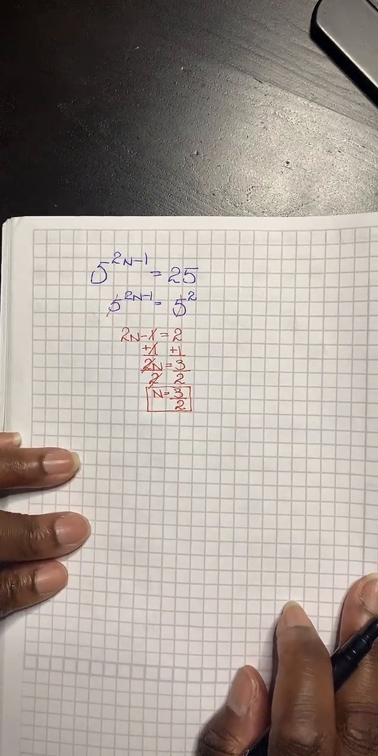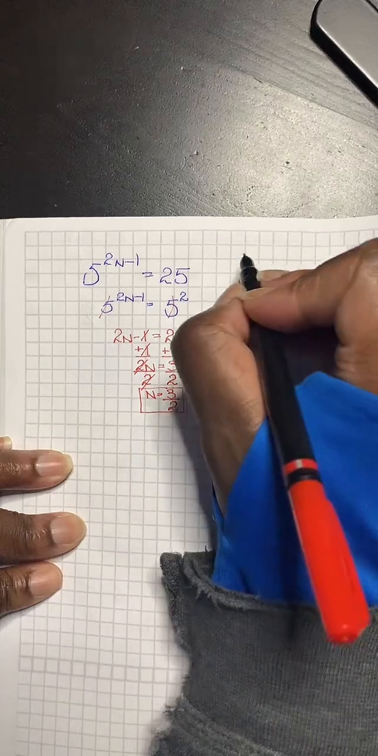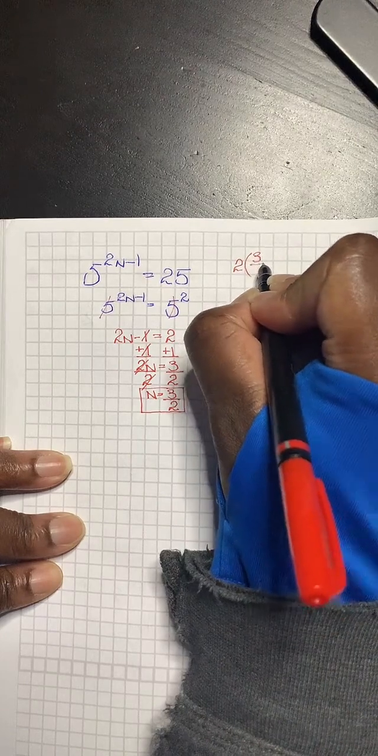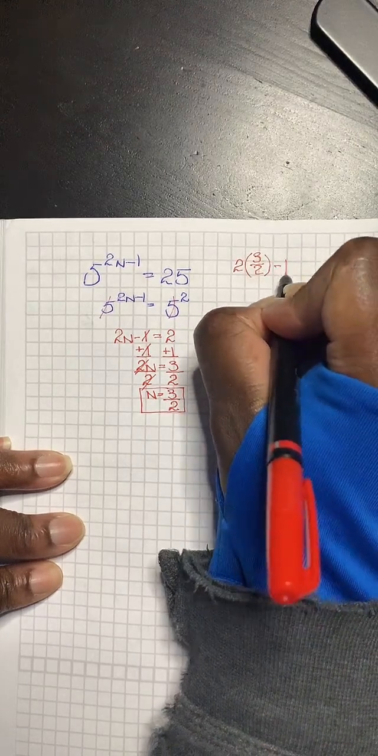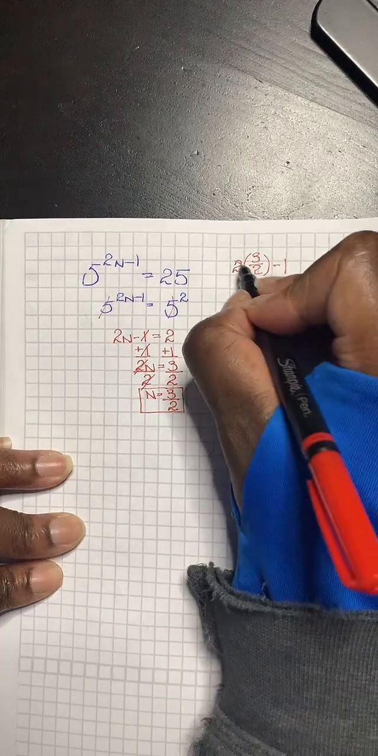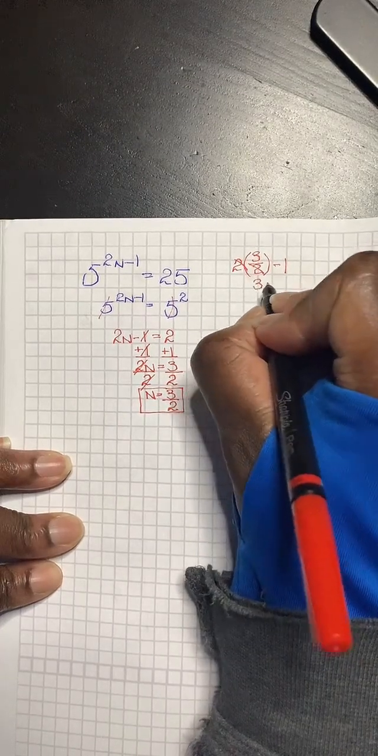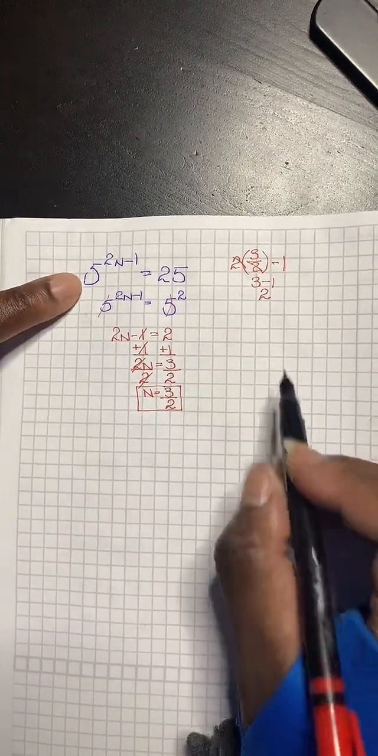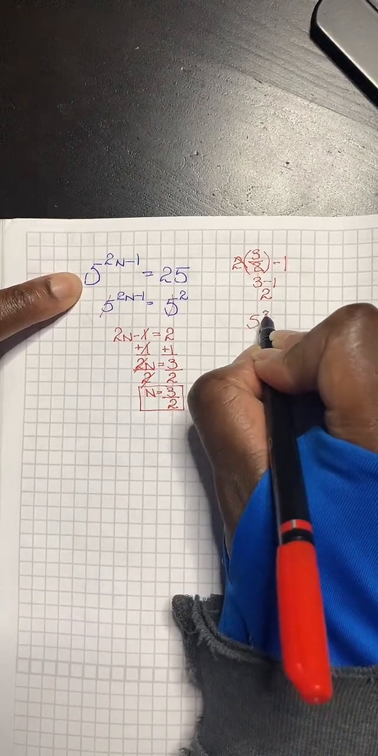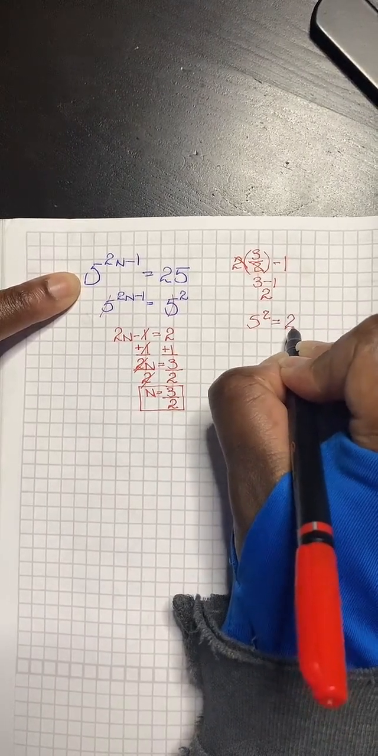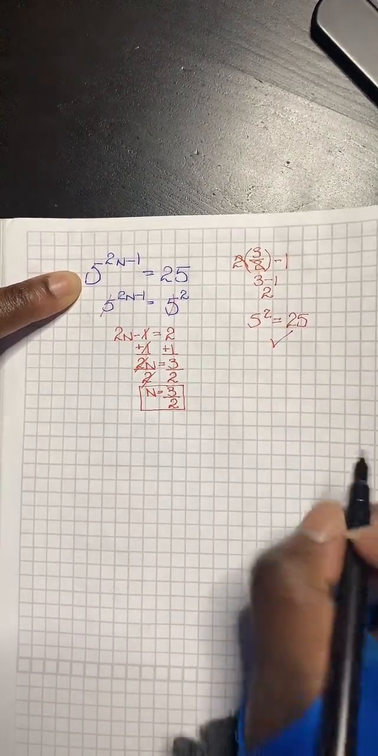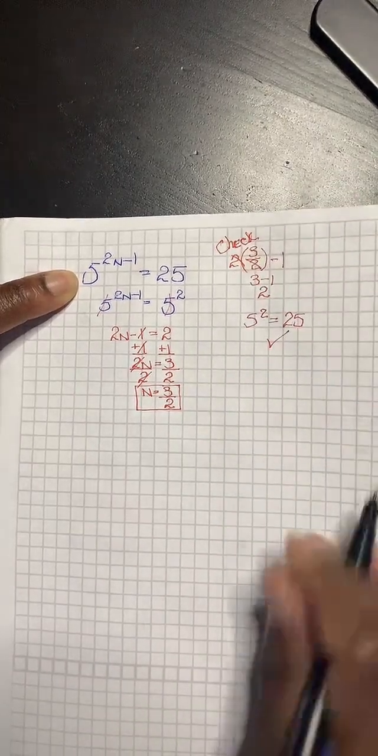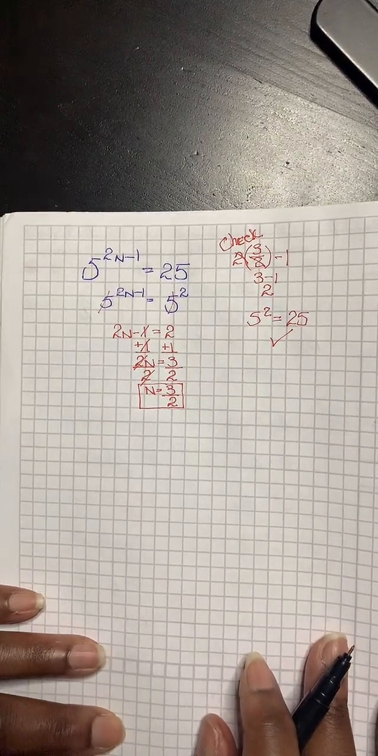And if you ever want to check it, just plug in the 3 halves for your n. The 2 divided by 2s cancel out, giving me 3 minus 1, and 3 minus 1 is 2. So that will be 5 to the second power equals 25, and that is a true statement. This is just a check.